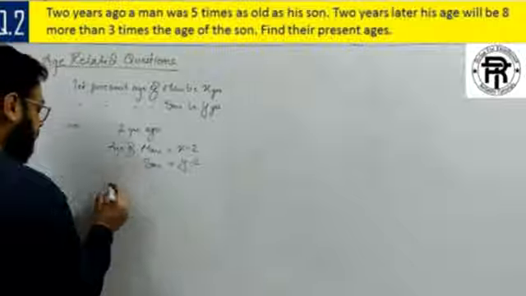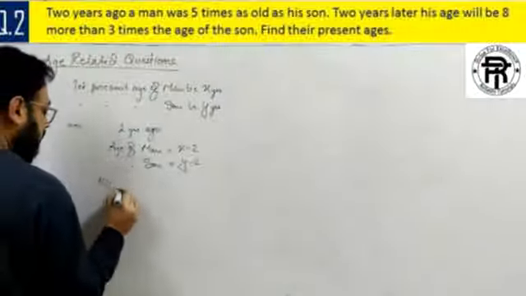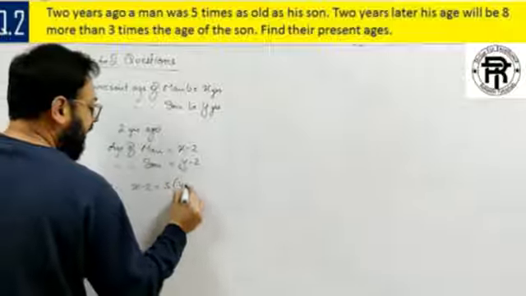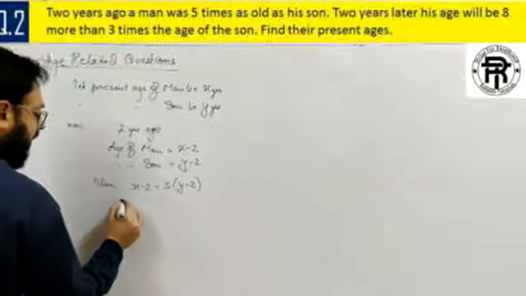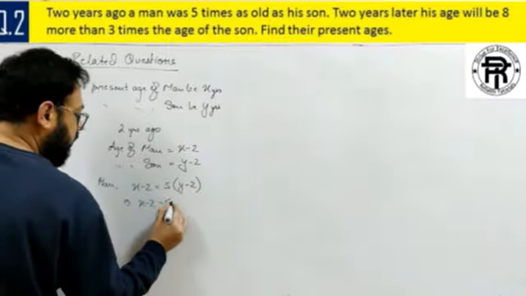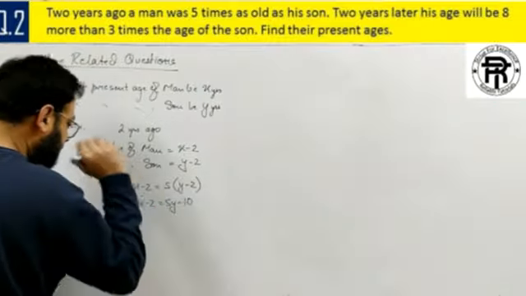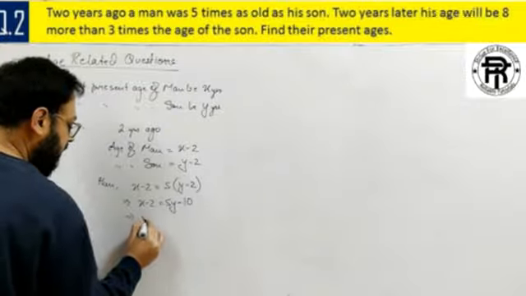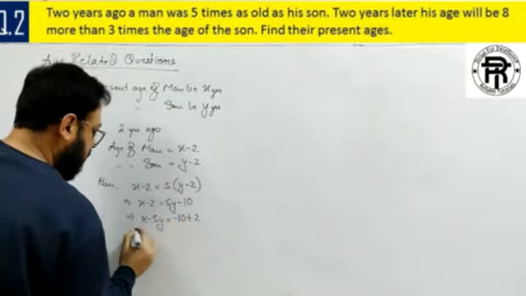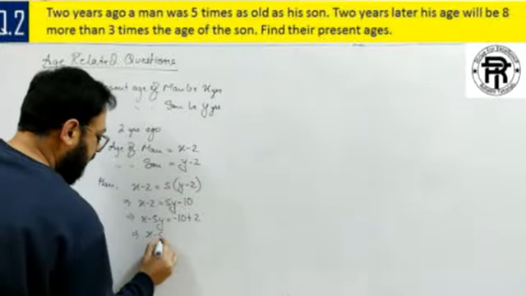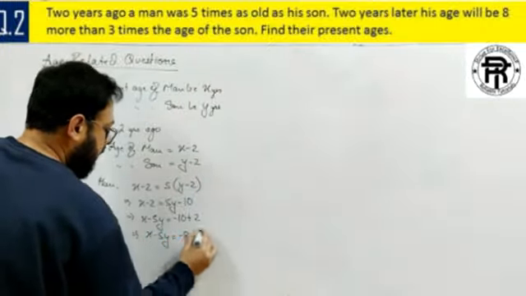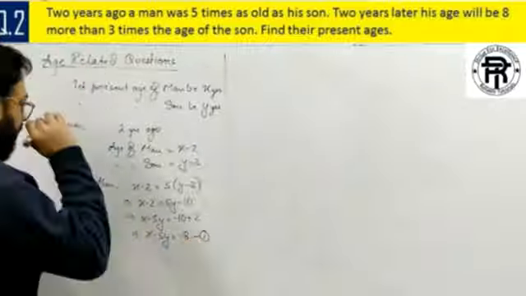मतलब कि जब हम man की एज हमें तब मिलेगी when we will multiply the age of son by 5. Okay? Now x minus 2 is equals to 5y minus 10. X minus 5y is equals to minus 10 plus 2. That is x minus 5y is equals to minus 8. That is your first equation.